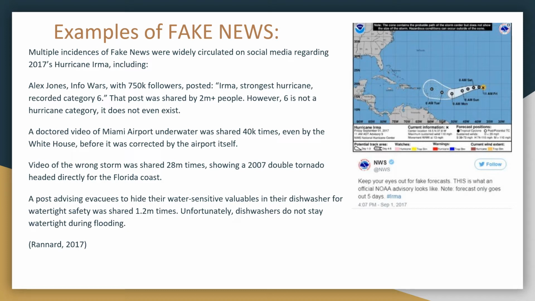A doctored video of Miami Airport underwater was shared 40,000 times, even by the White House, before it was corrected by the airport itself. Video of the wrong storm was shared 28 million times, showing a 2007 double tornado headed directly for the Florida coast. A post advising evacuees to hide their water-sensitive valuables in their dishwashers for watertight safety was shared 1.2 million times. Unfortunately, dishwashers do not stay watertight during flooding.